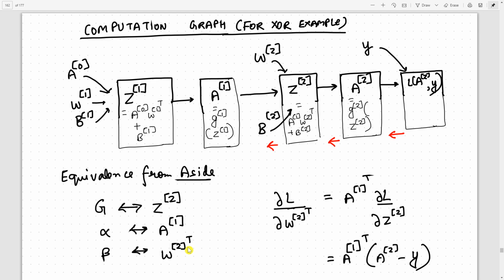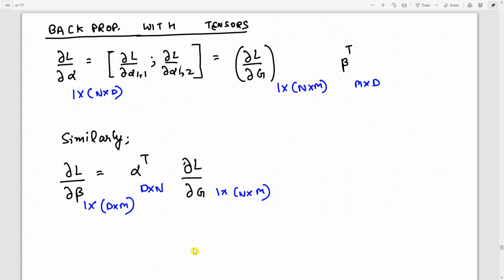So first we compute the gradient with respect to beta, right? So beta we have written as W2 transpose, and we have seen that del L by del beta is alpha transpose del L by del G.